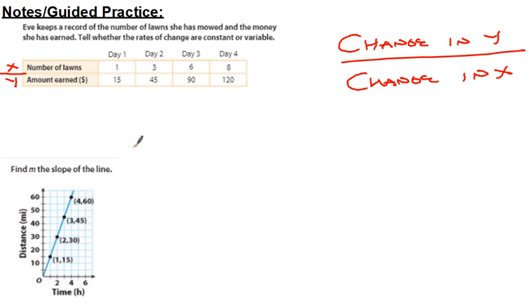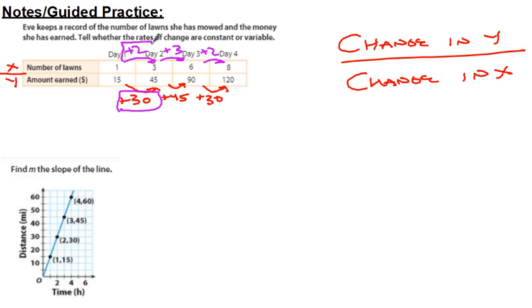What I'm trying to figure out is how much is my y changing from here to here, from here to here, from here to here. If I look from 15 to 45, my y goes up 30. From 45 to 90, it goes up 45. From 90 to 120, it goes up 30. What I'm doing is comparing that with my change in x. The top is my x values. The change in x is up 2. From here to here, we go up 3. And from here to here, we go up 2. These are my fractions that I use.